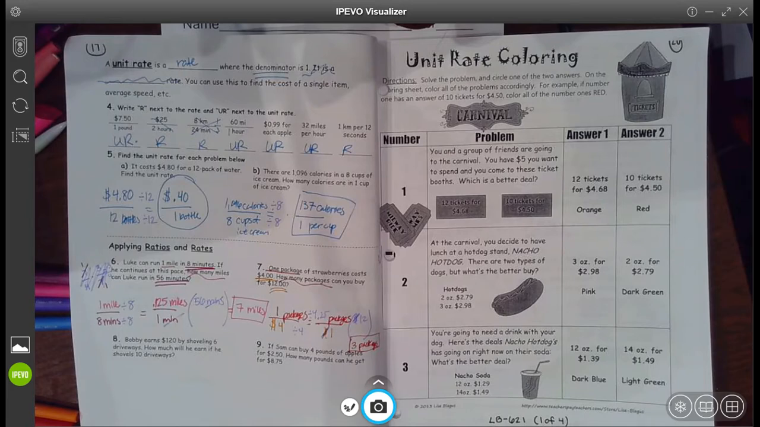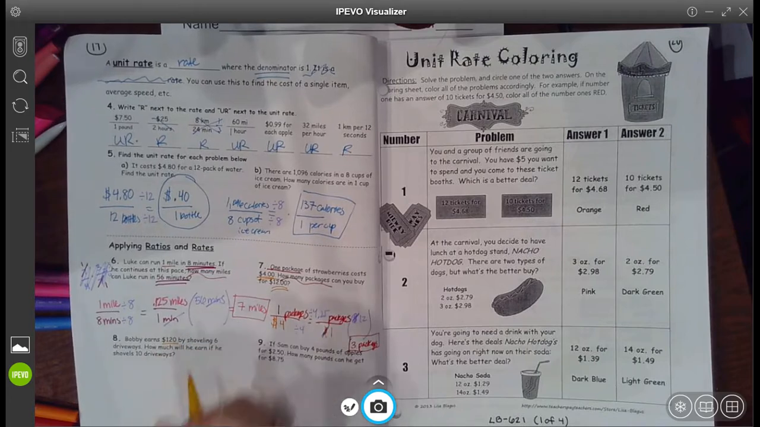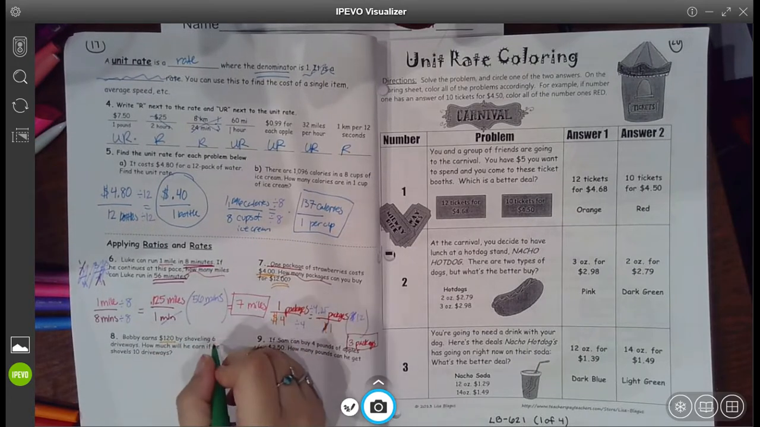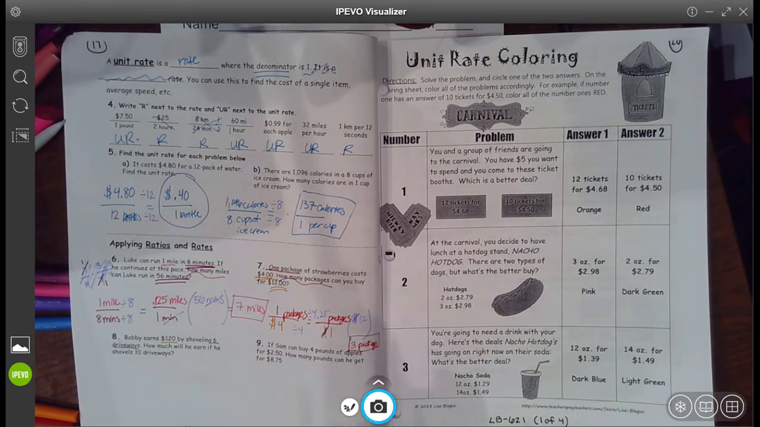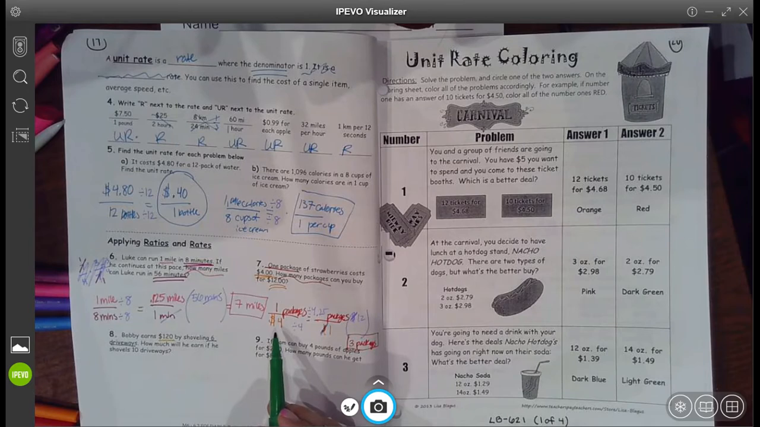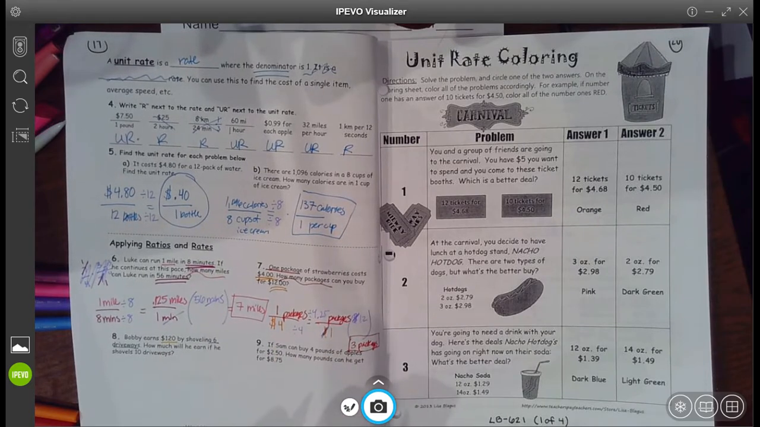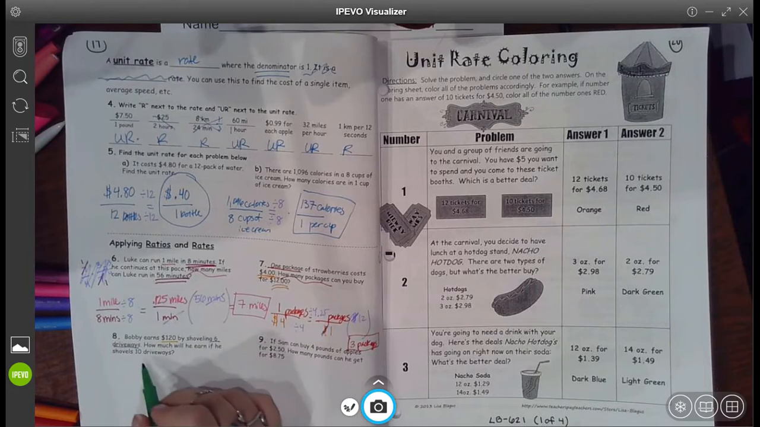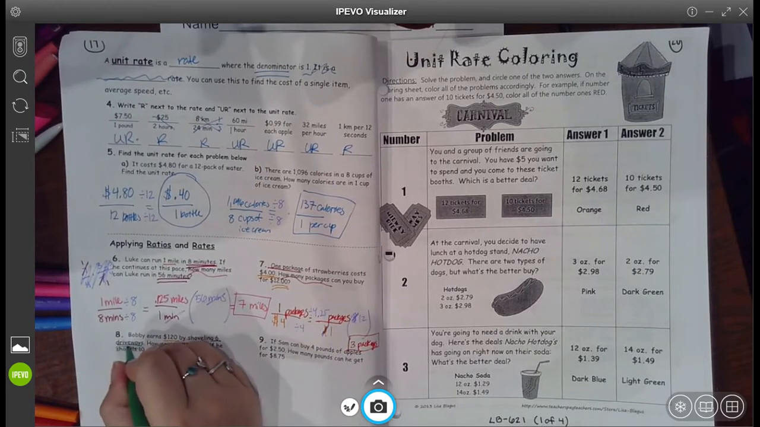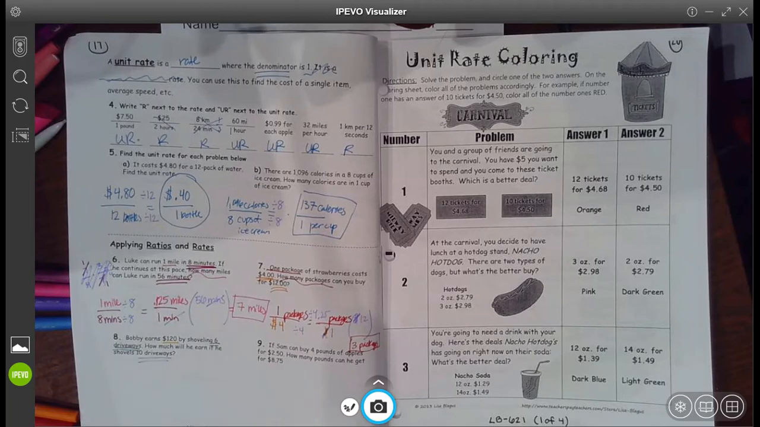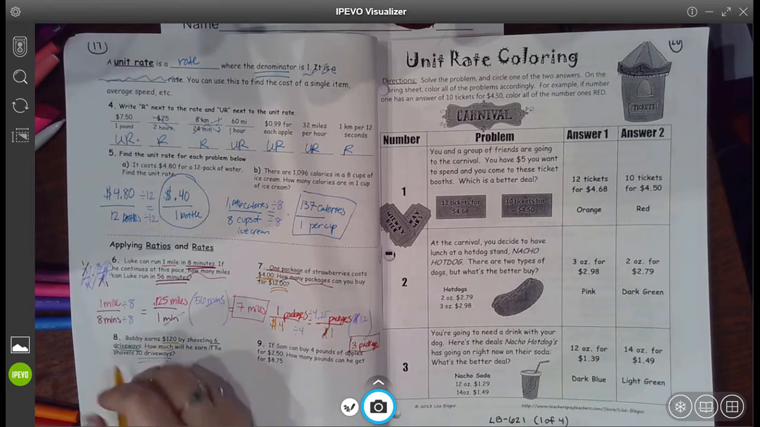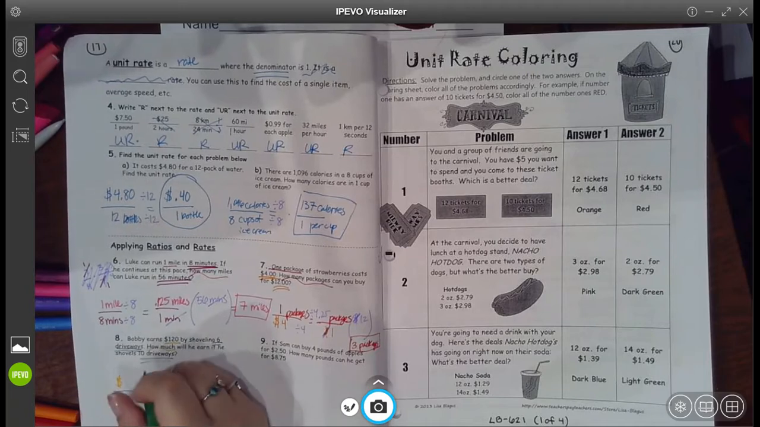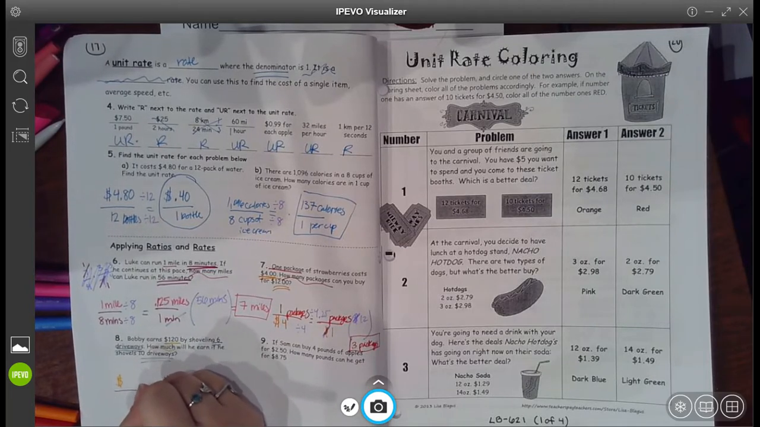It says Bobby earns $120 by shoveling 6 driveways. Okay, which one do I put where? Money usually goes on top, but let's see if this is one of those, because here was one of the few times that money went on the bottom. It says, how much will he earn if he shovels 10 driveways? So the number of driveways is going to go on the bottom, and then what we're solving for goes on top. How much? So money goes on top. Finally, it follows the rule. And number of driveways goes on the bottom.